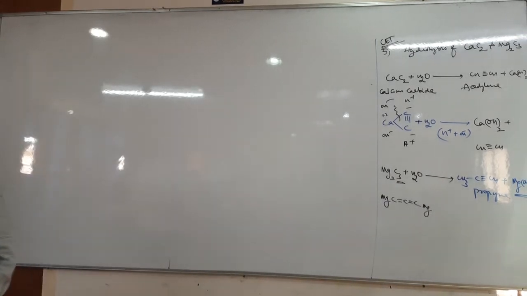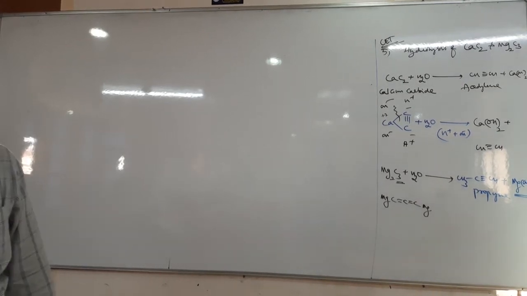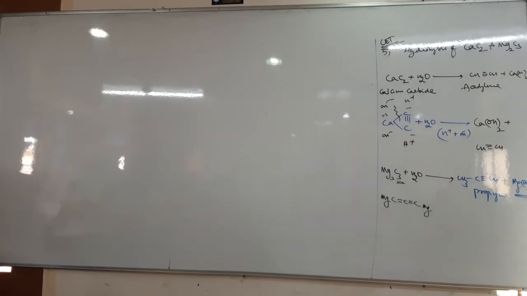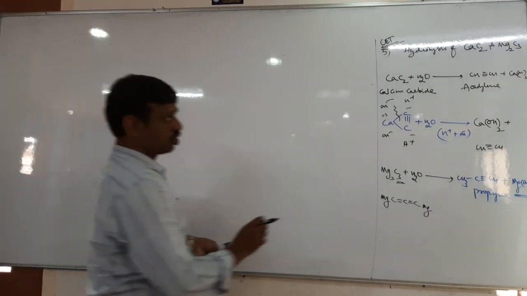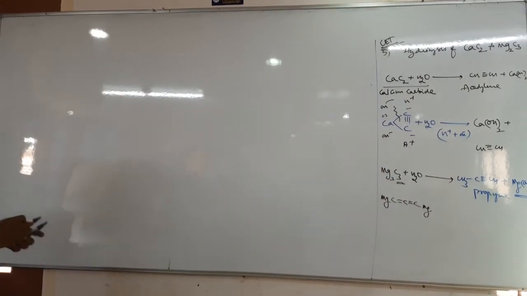Preparation of alkane: aluminum carbide. Another one is beryllium carbide. Aluminum carbide and beryllium carbide give alkane. In alkene we have not studied any carbide. This is alkyne. You should remember it. So it is a method of preparation. This question was given in CET in the interconversion. I will give the equation later.